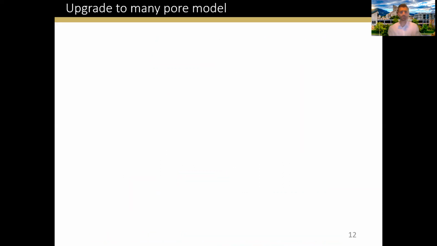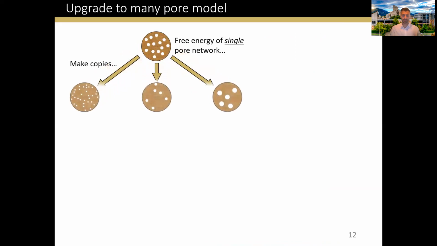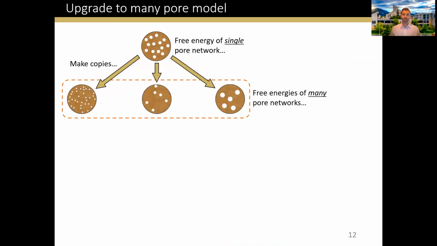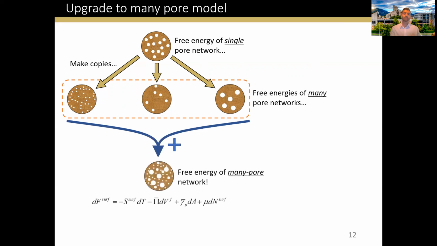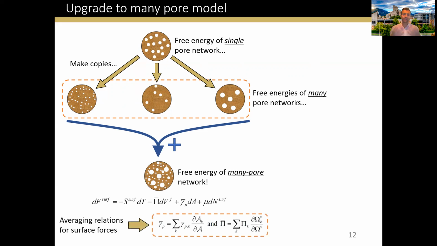In order to do that, we need to upgrade our model. We start with the free energy of a single pore network and make as many copies of it as we would like to get the free energies of many pore networks, each of which can have its own pore size. By summation of them, we get the free energy of a many pore network. And along with it comes natural averaging relations that give the surface forces on the level of pore network in terms of surface forces on the level of single pores.